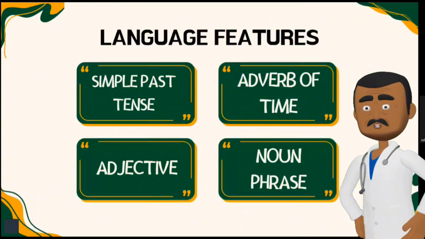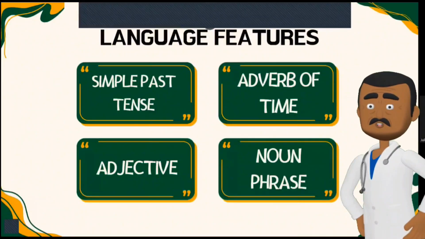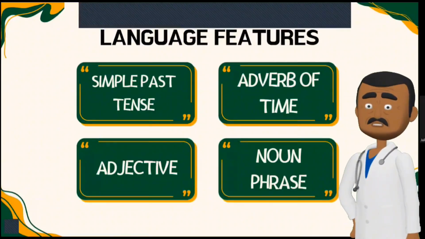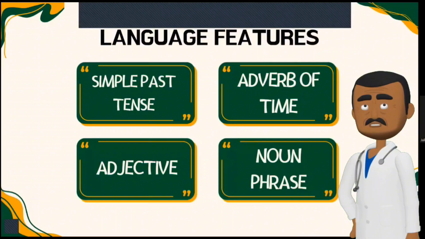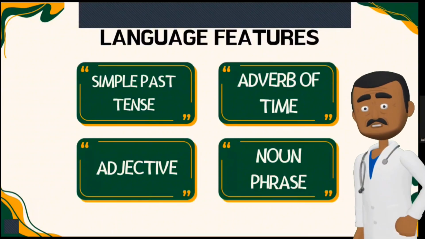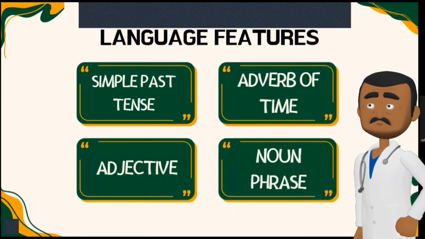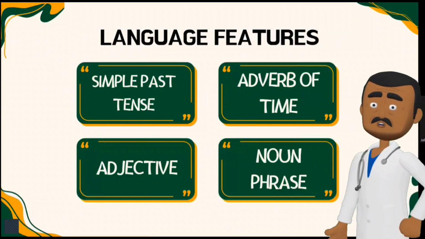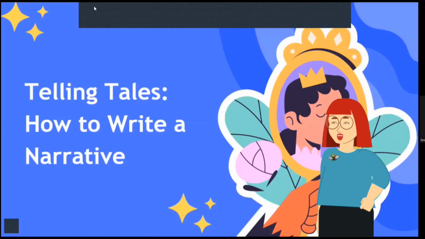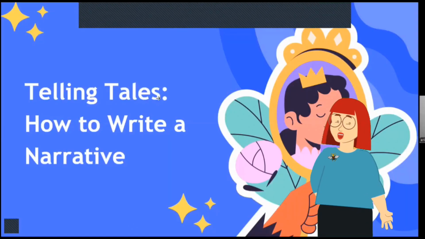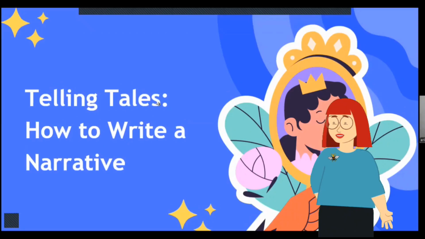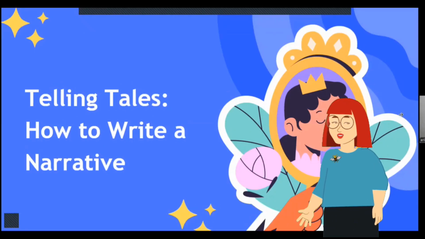A narrative text has four language features. The first is simple past tense, and then adverb of time, and then adjective, and last but not least is noun phrase. Okay, so then we're going to learn about how to write a narrative text. Okay, so Miss Samantha, time is yours.